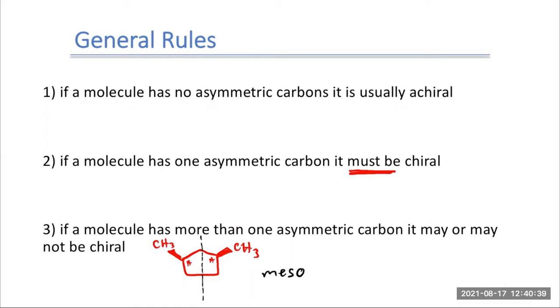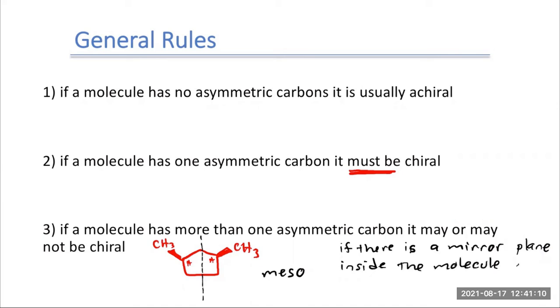So if you can find a mirror plane, or if there is a mirror plane inside the molecule, the molecule becomes achiral. So if you can find that mirror plane, your molecule can become achiral. And it becomes what we call a meso compound. So that's one to watch out for when we're looking at these rules and figuring out whether a molecule is chiral or achiral. Look for that mirror plane.